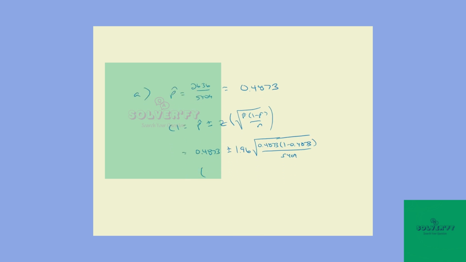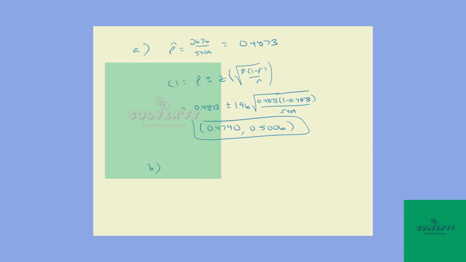The lower boundary, I'll just take it to 2 places, is going to be 0.4873 minus 1.96 times the square root of 0.4873 times 1 minus 0.4873 over 5,409, and that's 0.4740. And the upper boundary found by adding is 0.5006.